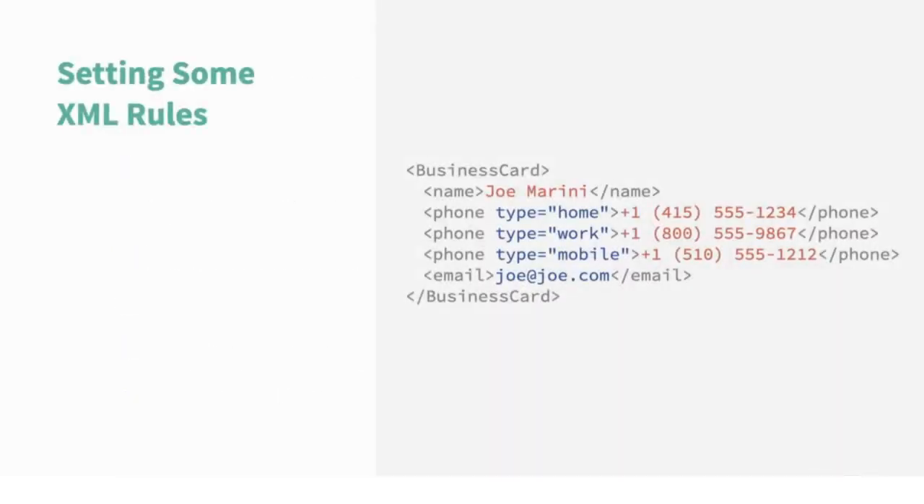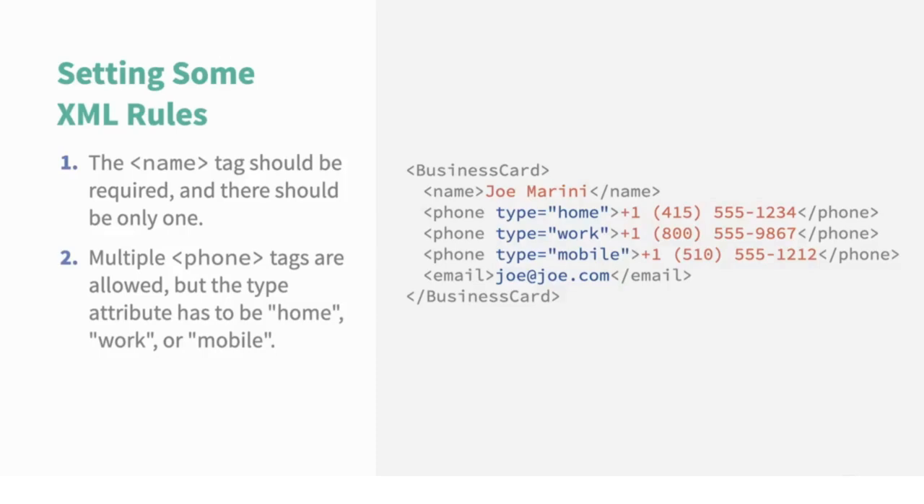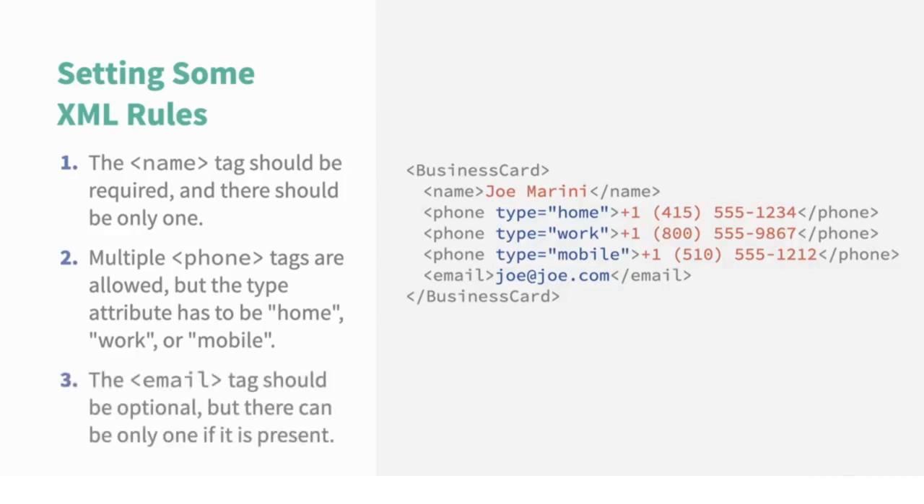So let's revisit our business card XML and consider some rules that we might want to apply to the content. For example, we might want to enforce that the name tag is required and that there should be only one. After all, a business card isn't very useful if it doesn't tell me who the person is. We also might want to allow multiple phone numbers, but we want to make sure that the type attribute is limited to one of home or work or mobile. And finally, maybe we want the email tag to be optional, but if it's present, then there's only one.